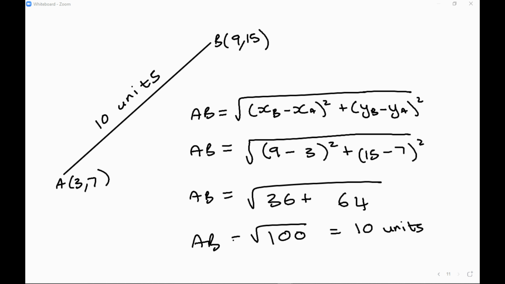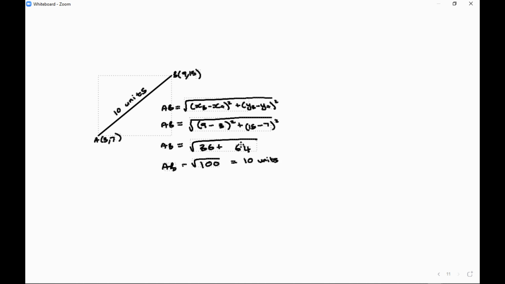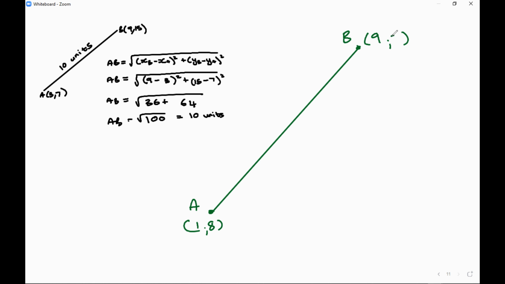Okay. Keeping this in mind now, I'm just going to bring it all up into one corner. Keeping this in mind, see if you can find the length of this line, A (1, 8) and B (9, 20). Go ahead, see if you can find it. When you're done, I'll go through it.